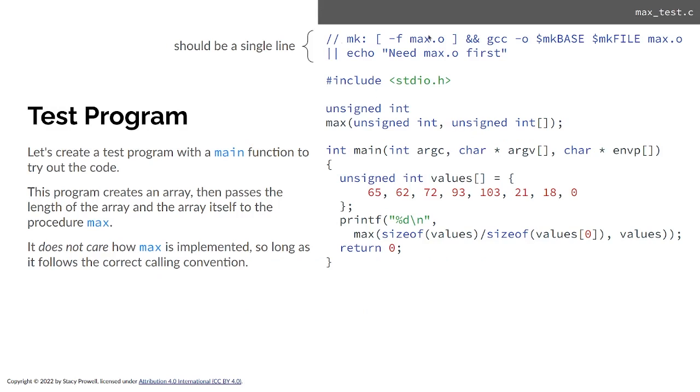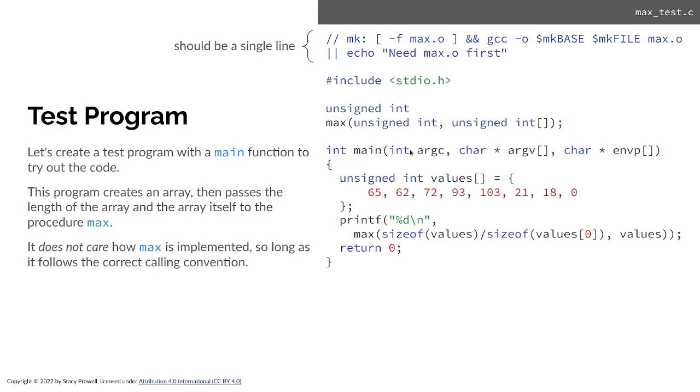I have a big long line up here at the top. You don't need to worry too much about it. It's kind of fancy. It checks to see if max.o exists, and if it does, it runs GCC. If it doesn't exist, it says I need it. We saw that a little earlier. I wanted to explicitly do that so you could see how that worked. Then I import standard I/O. Here's the prototype for my max function, which implicitly says this is an extern thing.